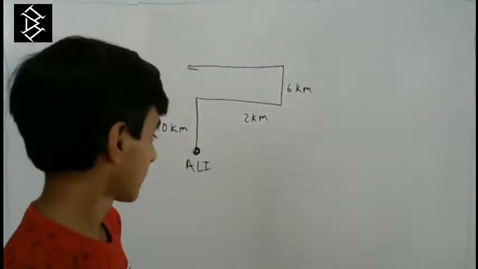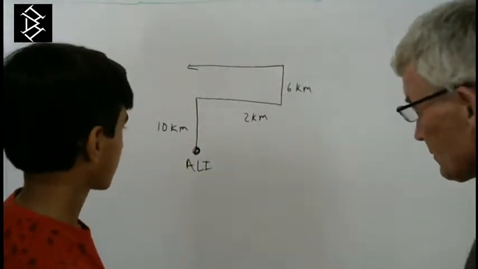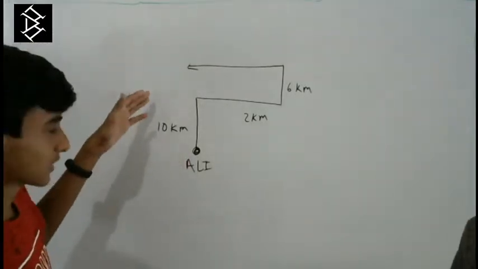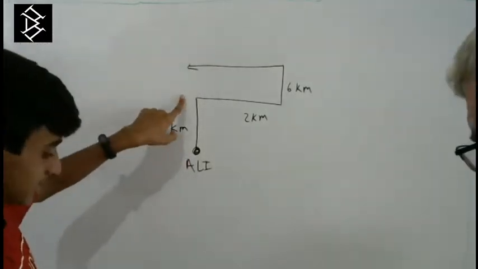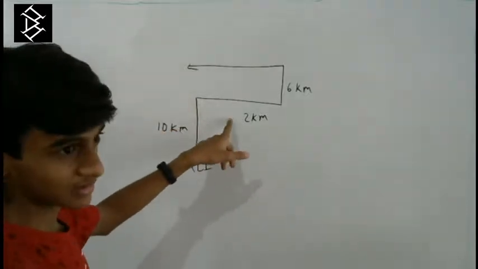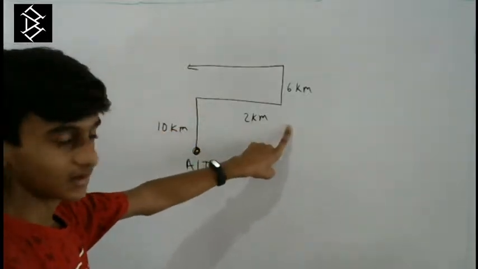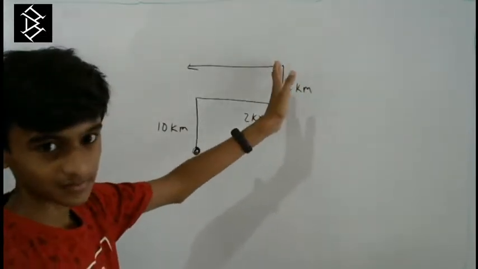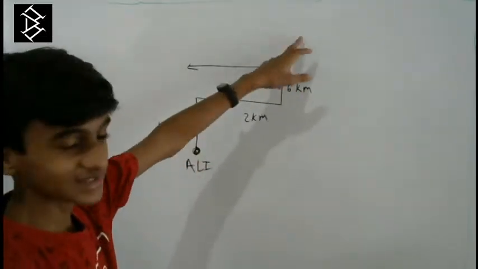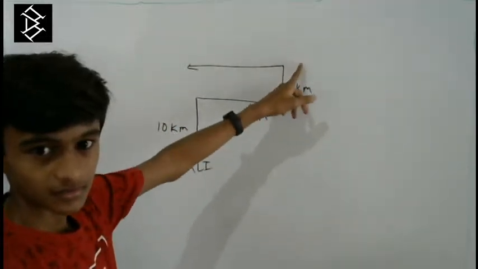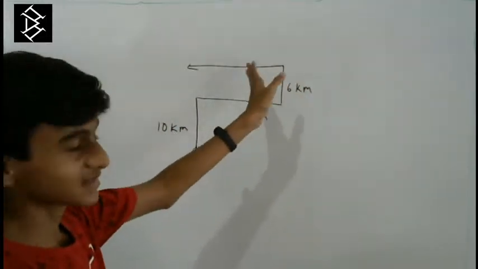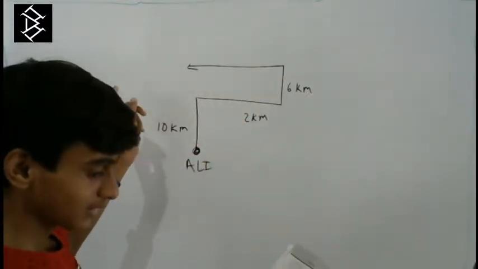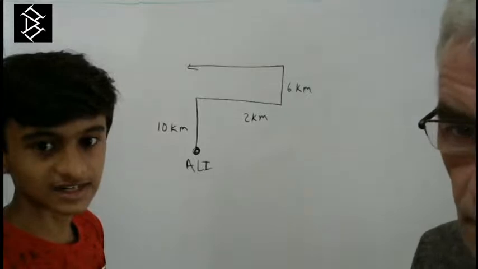So here, first of all, the question tells us that Ali is standing at a point, and then he starts walking 10 kilometers towards north. After that, he takes a right turn and walks 2 kilometers, so he's going towards the east now. Then he takes a left turn and walks 6 kilometers straight, so he'll be going in a north direction, and then he takes a left turn again, so he's going in the west direction. So the answer clearly is 6D.